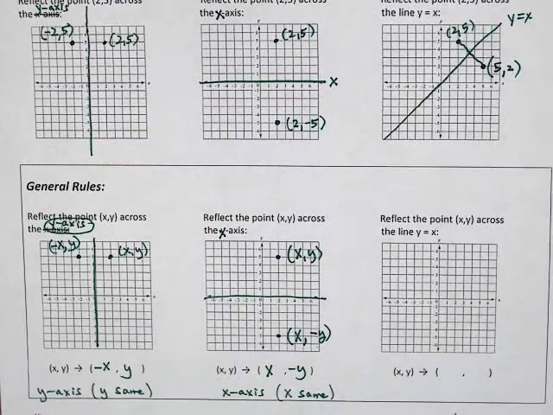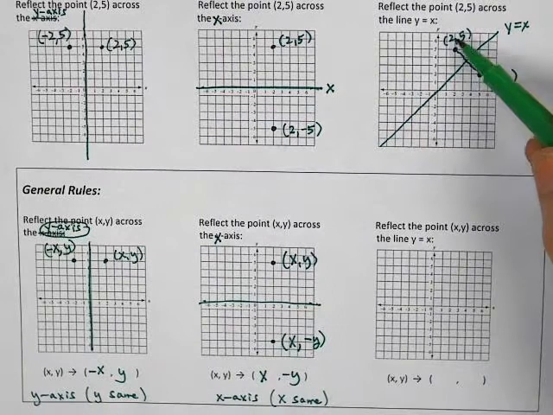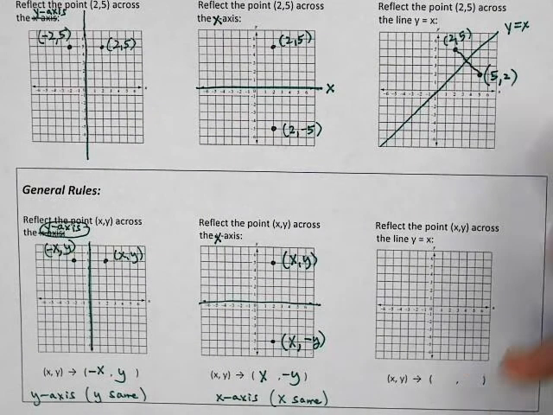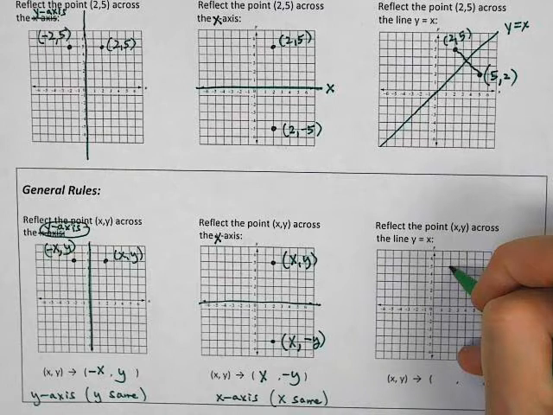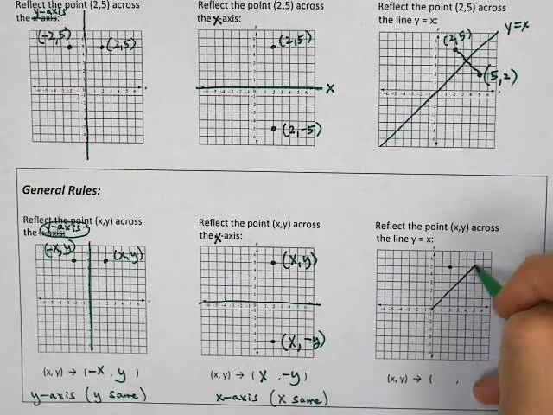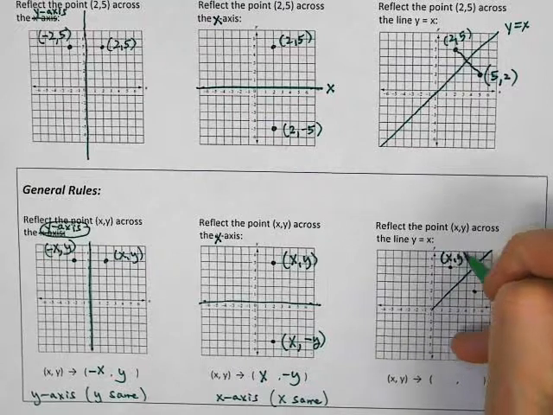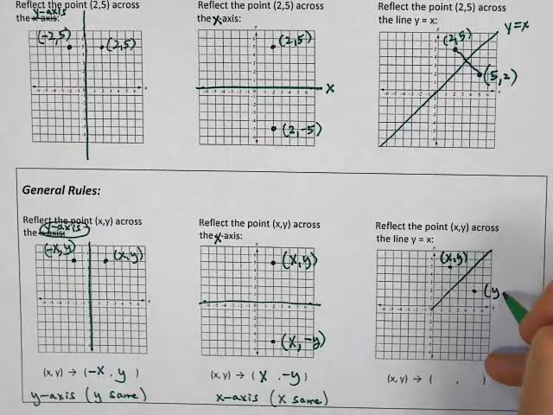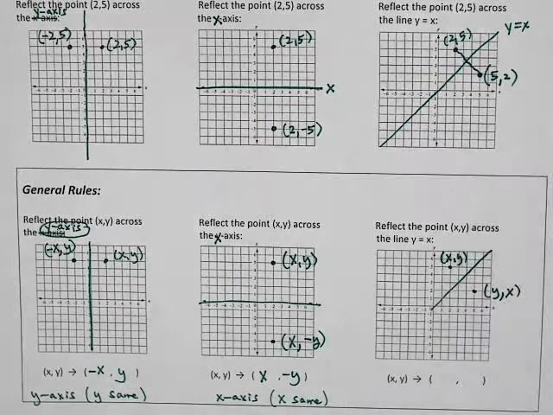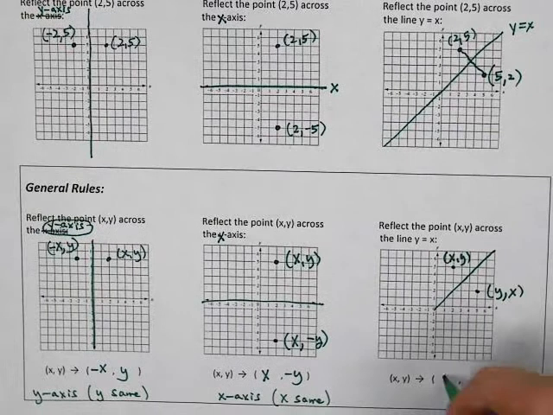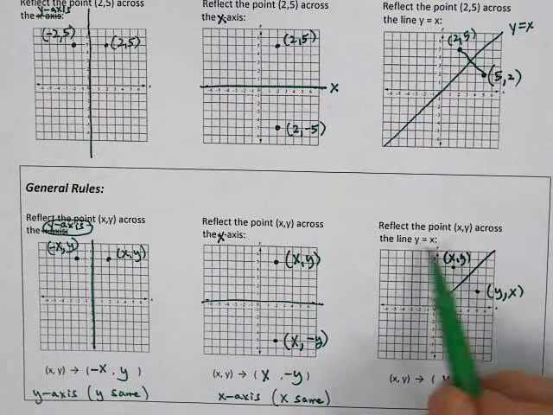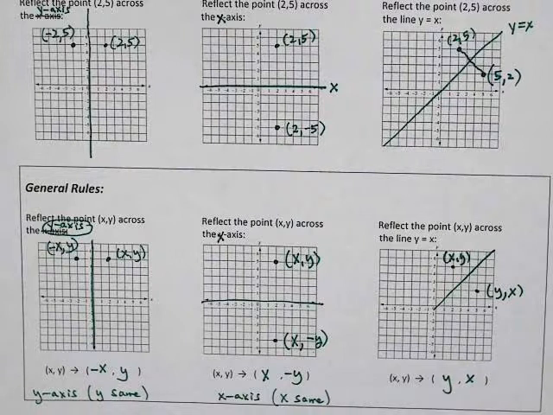So do you see the relationship there? What happened to 2, 5 and 5, 2 when I went along this line y equals x? Hopefully you can see xy just got turned around and was now called yx if we reflect over that line. So if it's going over the line y equal x, we just change those positions.